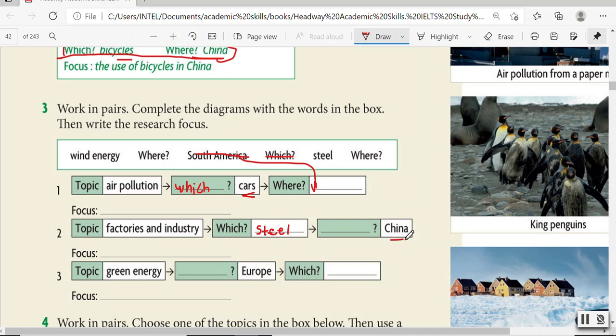Before the location, before the destination, we must use where. Where and still.